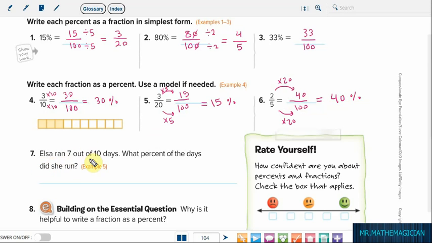Elsa ran 7 out of 10 days. What percent of the days did she run? We need the percent, so first we begin with a fraction, 7 over 10, and we need it to be over 100. Very clear, multiply by 10, multiply by 10, this will give you 70, so it means 70%.